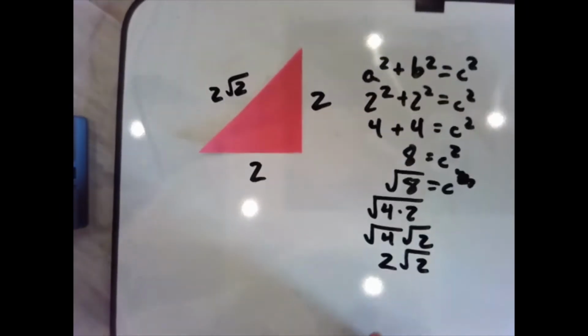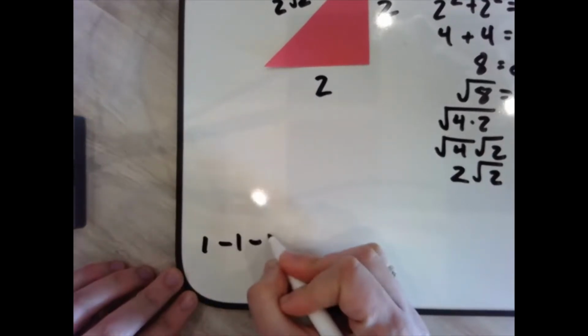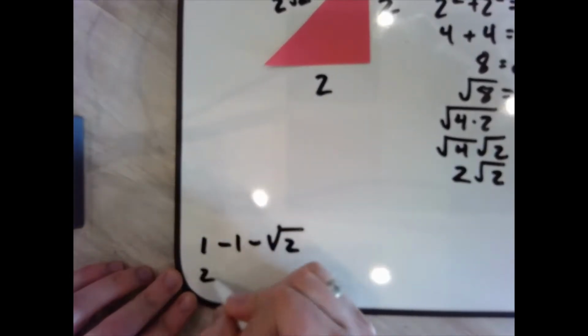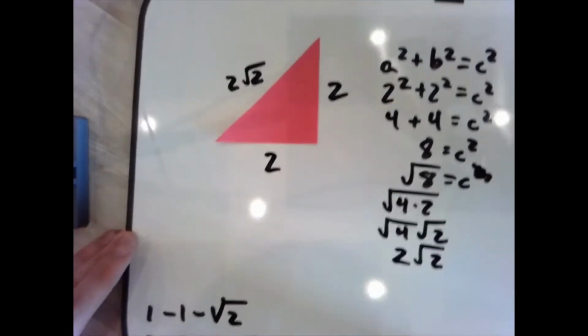You know what? I'm going to collect these down here at the bottom, and I'm going to say our first one was 1, 1, rad 2. And now this one was 2, 2, 2 rad 2. Just looking to see if I can find a pattern.